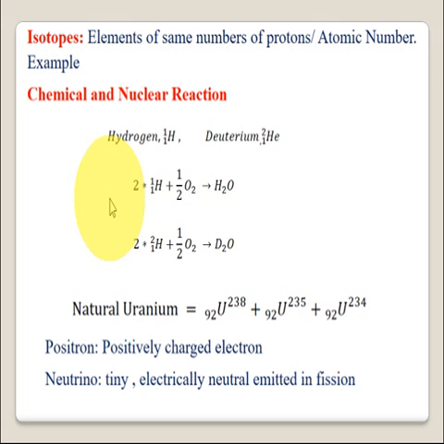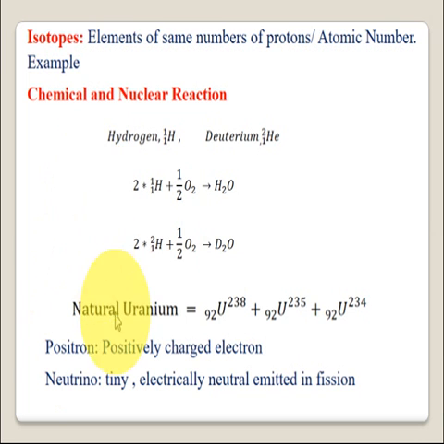Typically, in most nuclear power plants, natural uranium, which is the combination of these three elements, is used as a fuel. So natural uranium is a mixture of uranium 238, uranium 235, and uranium 234.